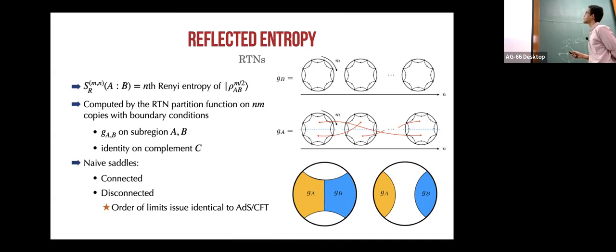So on the B side, what we want to do is, in the state, compute the state rho AB to the m over 2, which you can think of as half of this circle preparing the state rho AB to the m over 2. And then we trace out the B region.